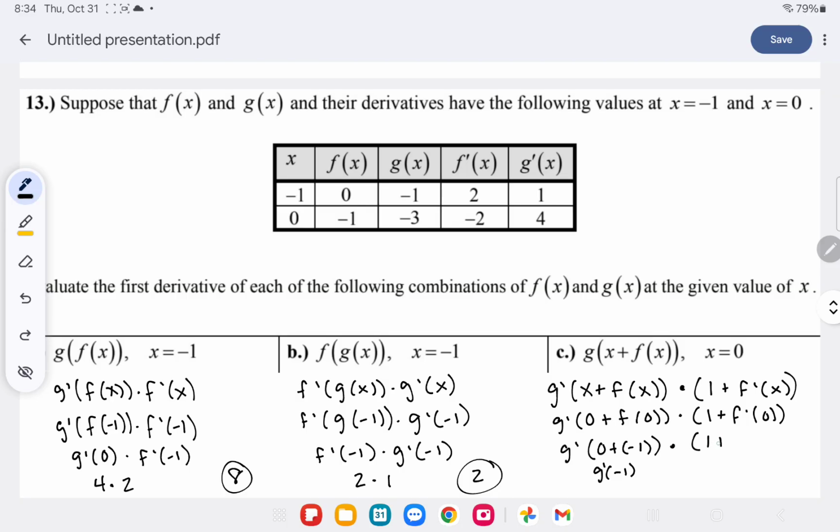times 1 plus f prime of 0. F prime of 0 is -2. 1 plus -2 is -1. So I'm going to take that answer I get and multiply that by -1. G prime of -1 is 1 times -1 is -1.